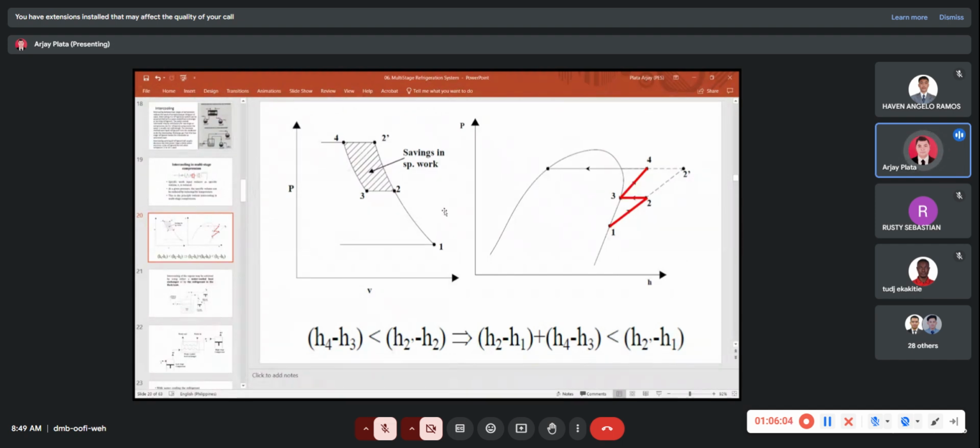For example, when we are referring to the enthalpy diagram, H4 minus H3 is less than H2 prime minus H2. So H2 minus H1 plus H4 minus H3 is less than H2 prime minus H1.